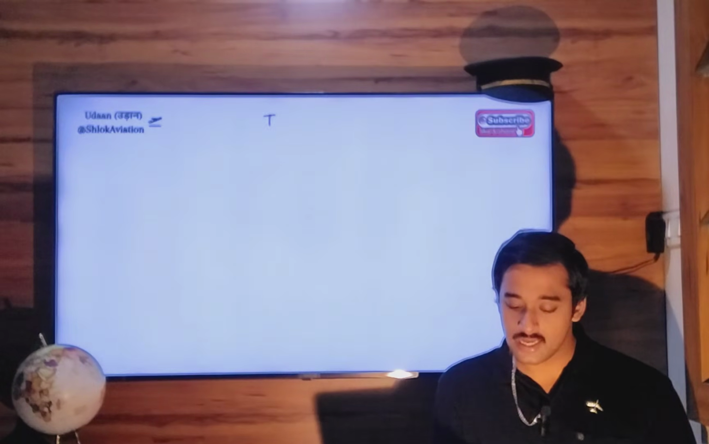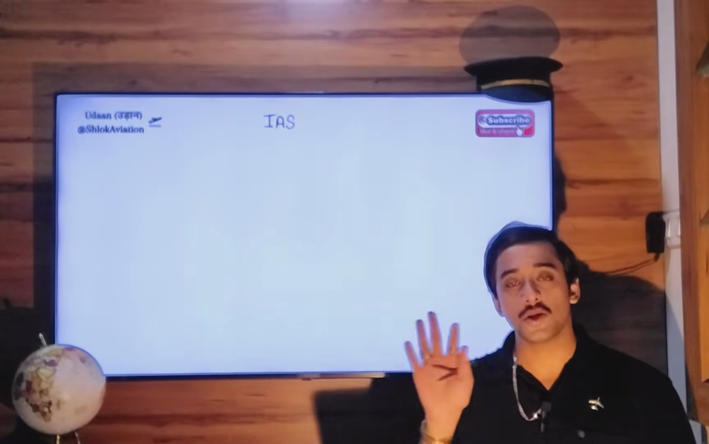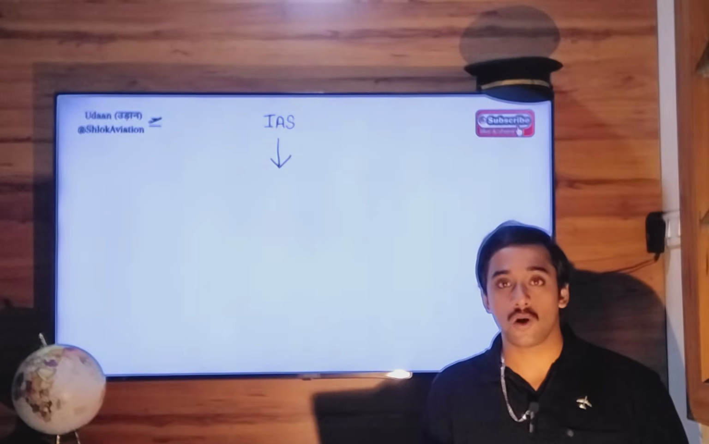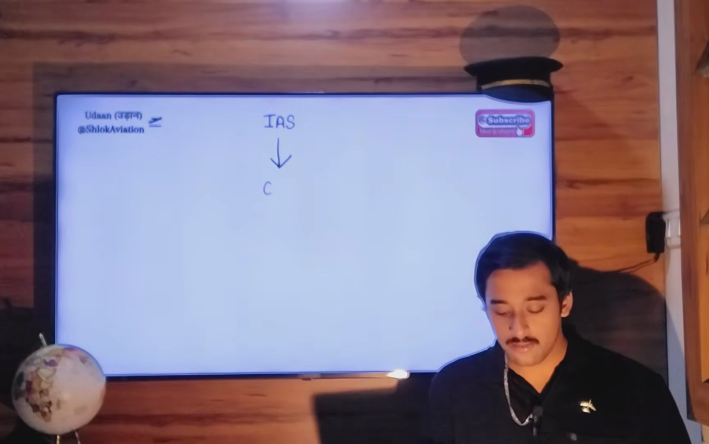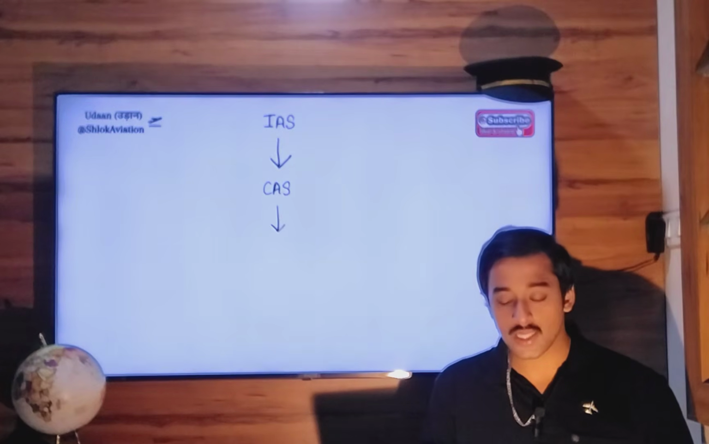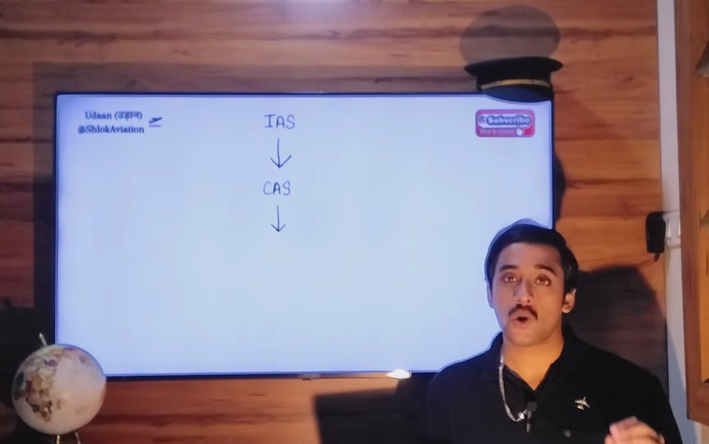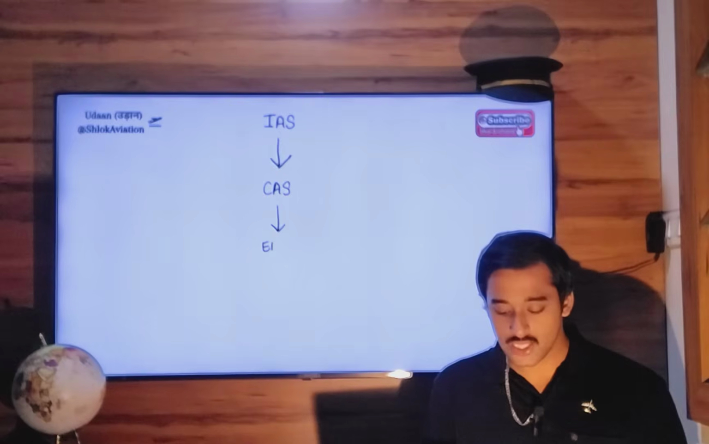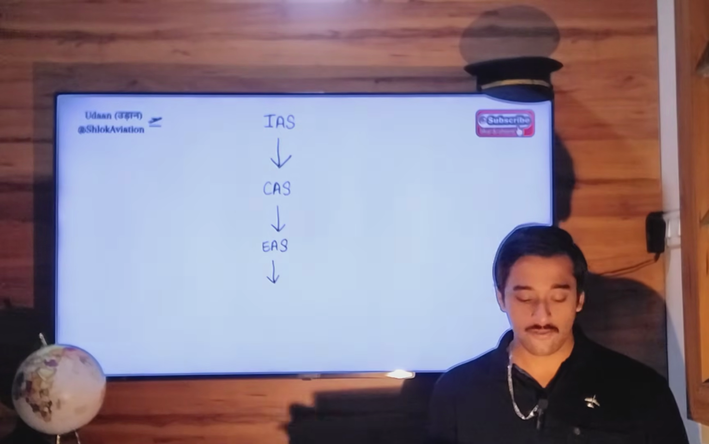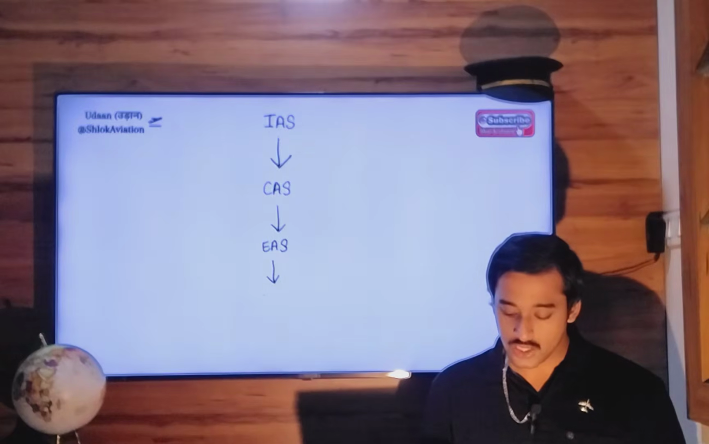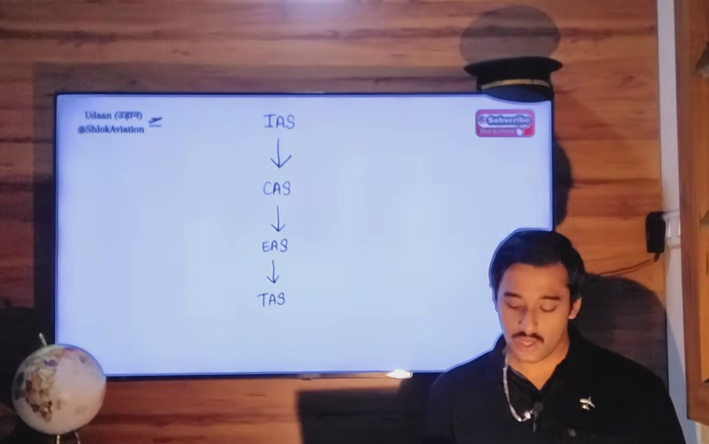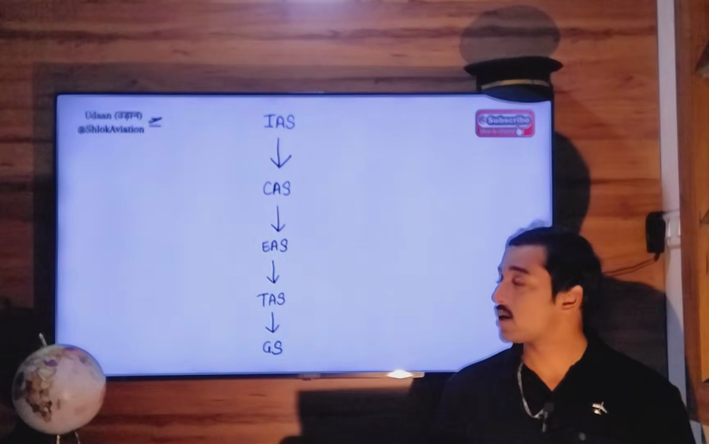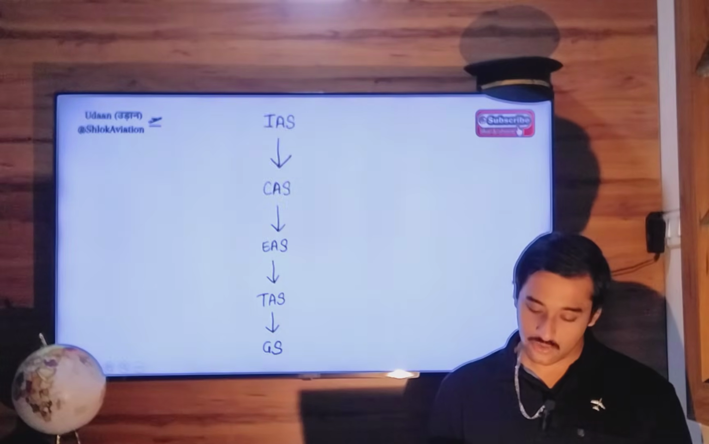So we have indicated airspeed first. The airspeed shown to you by the airspeed indicator is indicated airspeed. When this indicated airspeed is corrected for position error, pressure errors, you get calibrated airspeed. When calibrated airspeed is corrected for adiabatic compression, which is caused by very fast speeds of aircraft, 300 knots, 400 knots, you get equivalent airspeed. When equivalent airspeed is corrected for non-standard temperature, you get true airspeed. When true airspeed is corrected for winds, headwinds, tailwinds, you get ground speed. So remember this chronology.